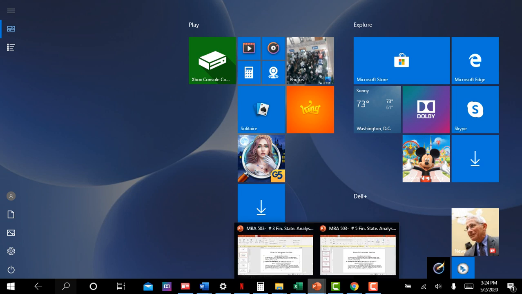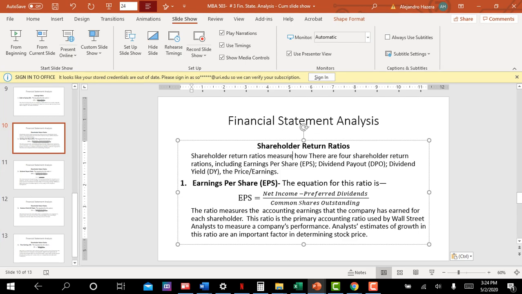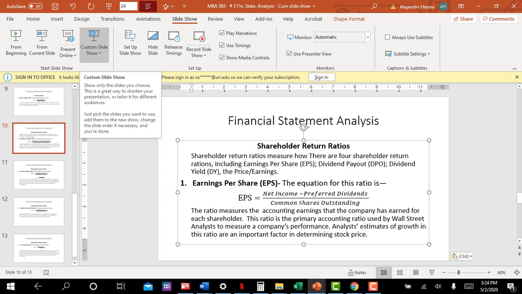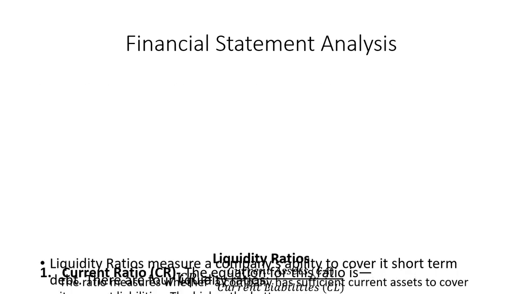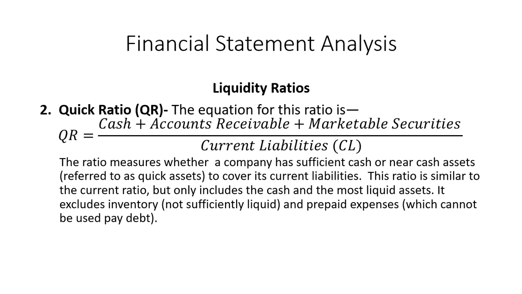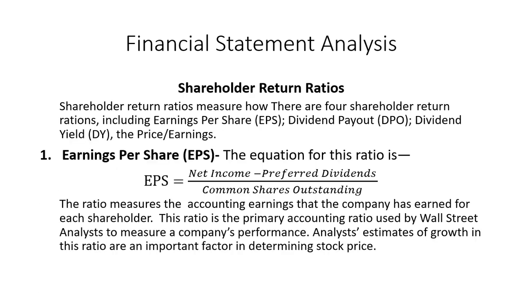Okay, so we'll go to the slideshow here. And I'll be opening up the worksheet for Pfizer again, but a lot of these ratios have very easy inputs. So we'll go from the beginning. I've been through all this. There are four groups: liquidity, leverage, shareholder, and accounting returns. These are four liquidity ratios, which I've gone over in previous slides, so I'm just going to go ahead and get this one quickly. Okay, so shareholder return ratios.